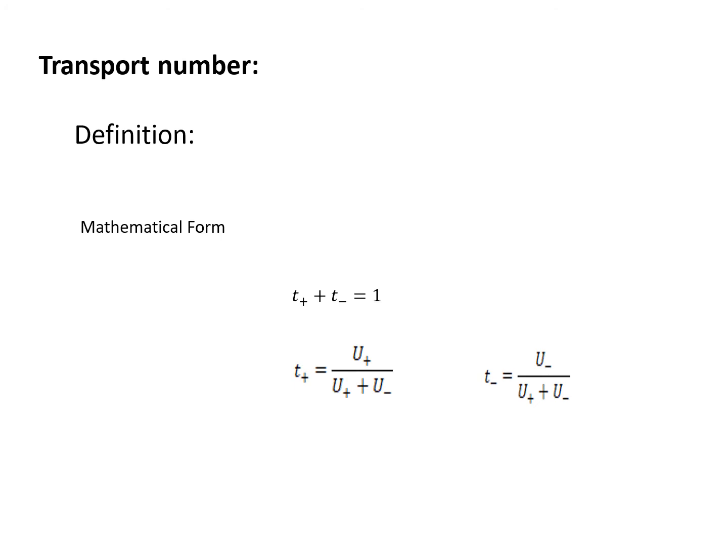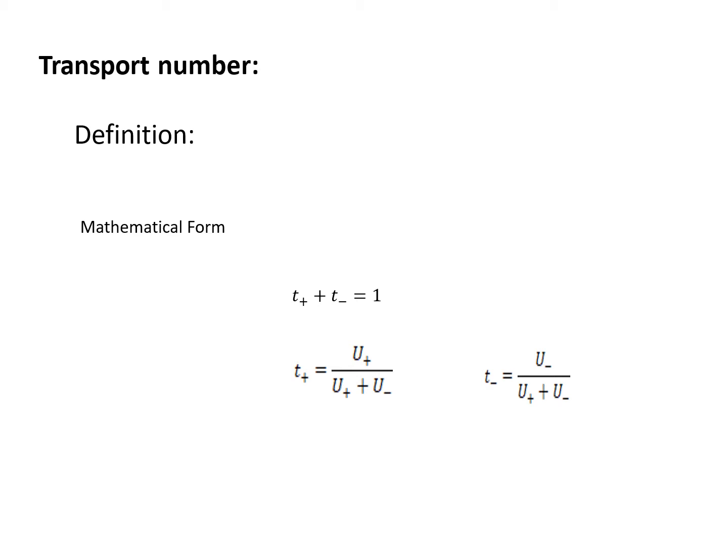Coming to the definition of transport number, it is defined as the fraction of the total current carried by an ion. It is given as T plus or Tc, which is equal to the current carried by the cation divided by the total current passed. Similarly, the transport number of an anion, T minus or Ta, is given as the current carried by the anion divided by the total current.